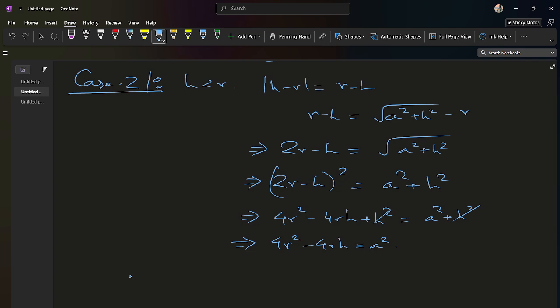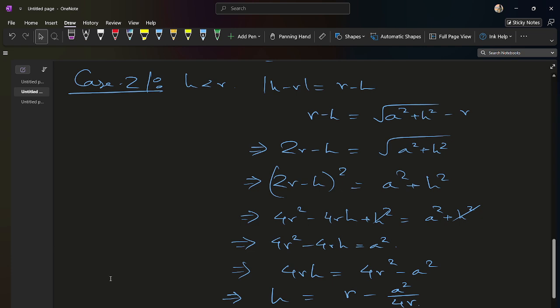So now we will get 4rh equals 4r square minus a square. So h will be r minus a square by 4r.